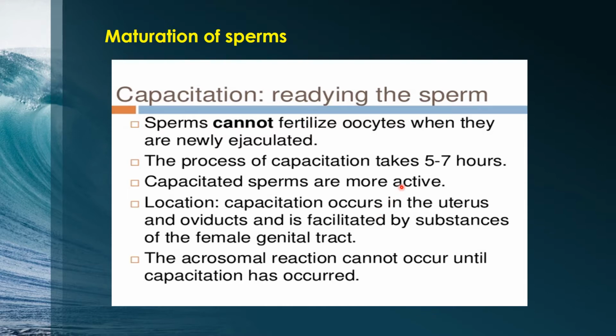Once the sperms are present in the female genital tract, they have to undergo certain conditioning processes which is called the capacitation. This capacitation is the functional maturation of the sperm, and it takes 5 to 7 hours. A newly ejected sperm is not able to fertilize the oocyte unless it is capacitated, which occurs in the uterus and the oviducts, and it is facilitated by the secretions released by the uterus and the fallopian tubes. After the capacitation, the sperm is able to undergo the acrosomal reaction.